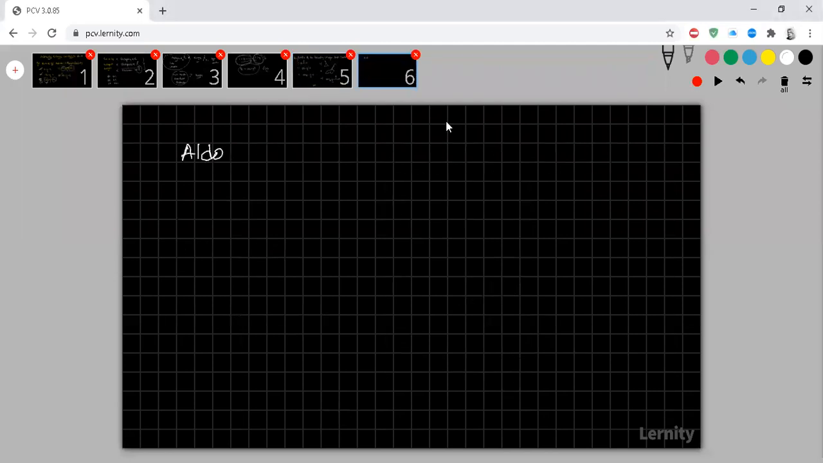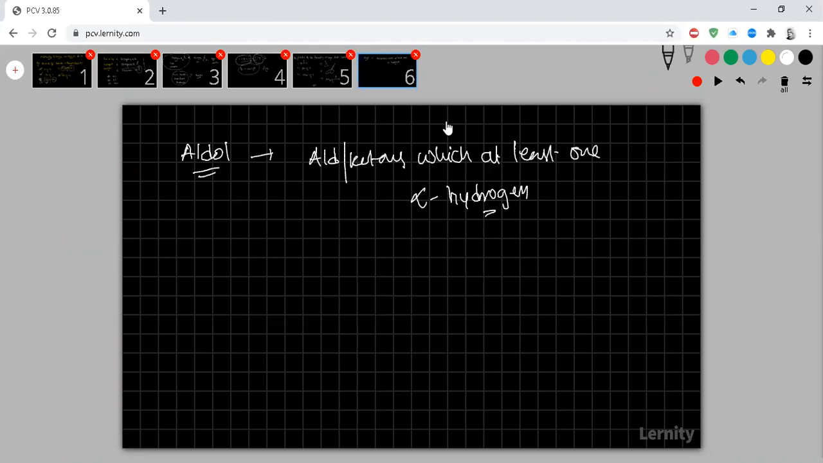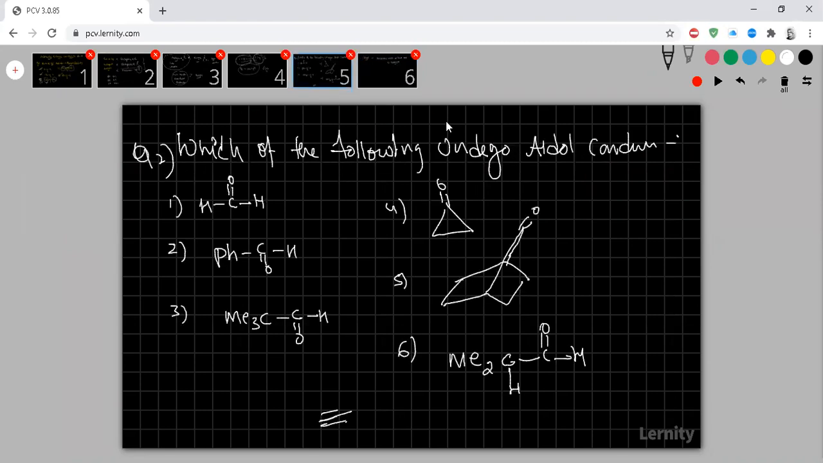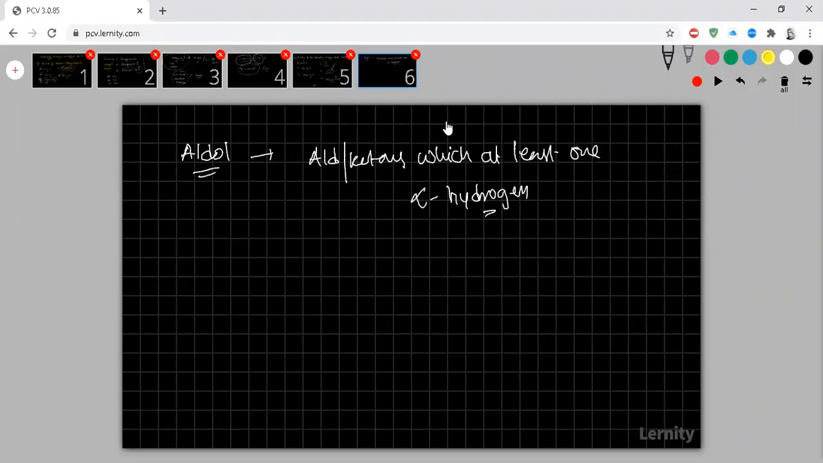So aldol condensation can be given by the aldehydes or ketones which have at least one alpha hydrogen. Now let's look at which of these 6 will have the alpha hydrogen. So this is not having alpha hydrogen. But before this, let me tell you what is alpha hydrogen. Alpha hydrogen is nothing but the hydrogen that is attached to the alpha carbon.